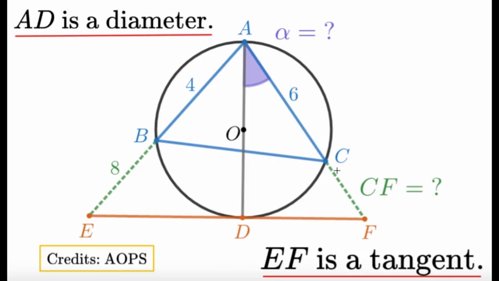Given this figure, AD is a diameter, EF is a tangent to the circle. Find the length of CF and find the angle DAF. So find the angle alpha.